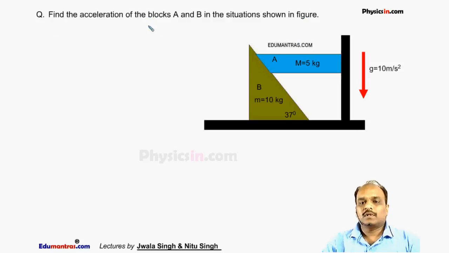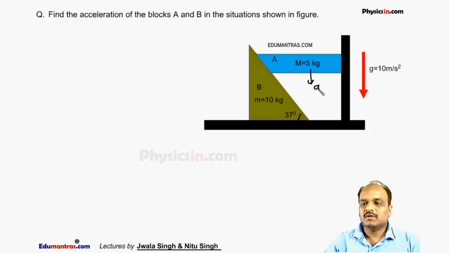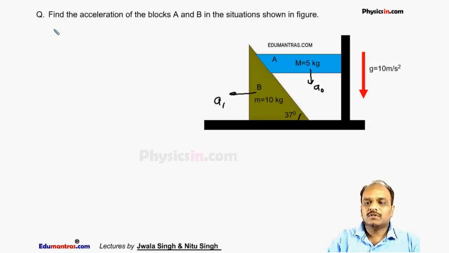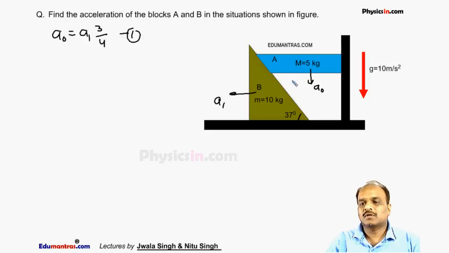Now find the acceleration of block A and B in the situation shown in this figure. This angle is 37 degrees, it is given. The mass of this block is 5 kg, the mass of this block is 10 kg. Let the acceleration of this block be a naught, let the acceleration of block B be a1. Now we also know a naught must be equal to a1 into tan 37. Tan 37 means it is 3 by 4. This is our first relation, the constraint relation between the accelerations of these two blocks.